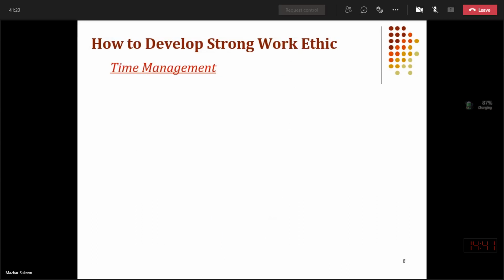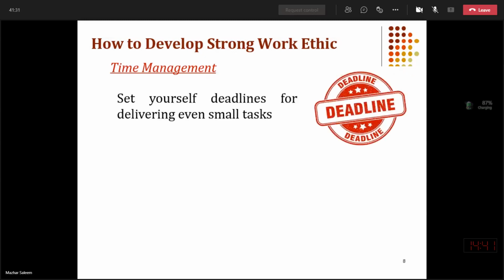Next thing is time management. If you want to develop high work ethic, it's important that you manage your time in an efficient way. And what are different things which are important for time management? Set yourself deadlines for delivering even small tasks. When we are working in an organization, we are assigned several different types of work. At times we have deadlines given by our organization, but sometimes we are assigned some tasks which are open-ended. No deadlines are there. So in such cases, a good professional sets a deadline for himself, and then he works accordingly.